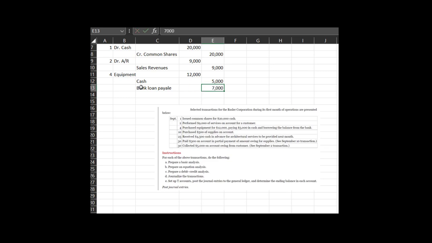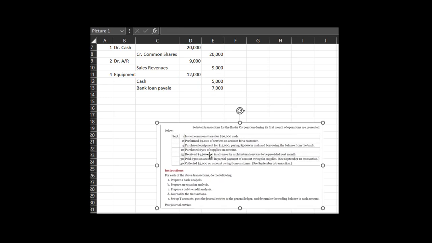So I'm just putting it as a number because I'm going to be copying and pasting these things a little bit and I don't want to have any fun with my formulas, but I just double check $12,000, debits equal my credits. Fabulous. All right.